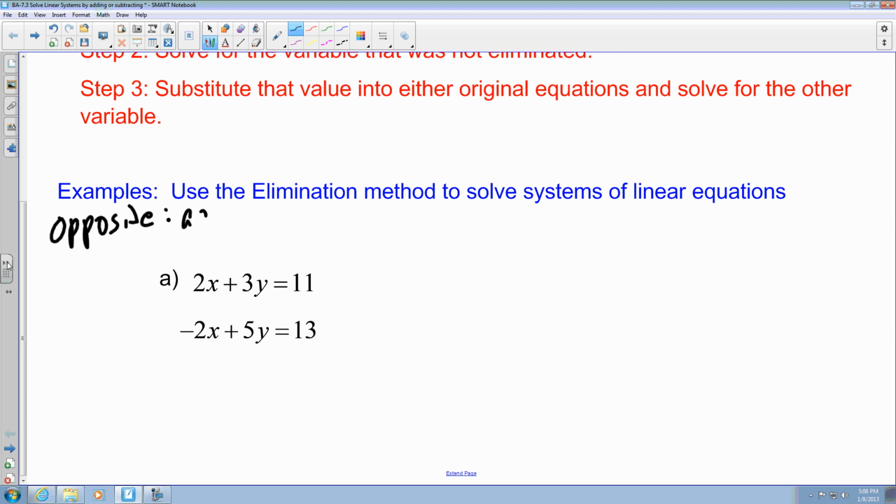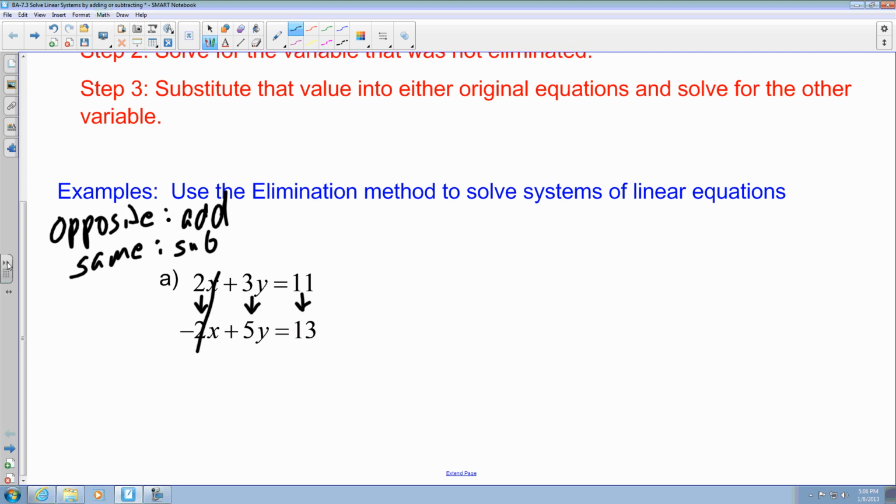you're going to add them. You're going to add those equations together. If those happen to be the same coefficients, you're going to subtract. And since these ones are the opposite, we're going to add. So you're going to add right down both these equations. So you got 2x plus a negative 2x. That cancels out to make it 0.